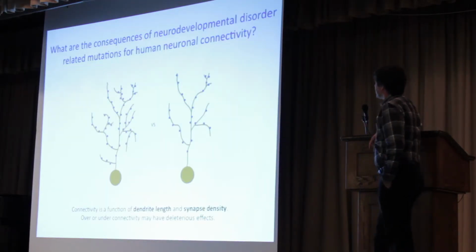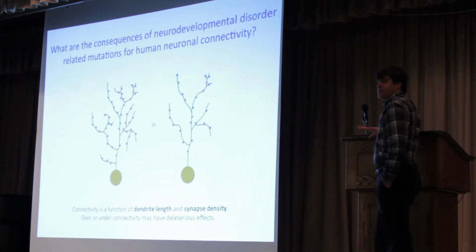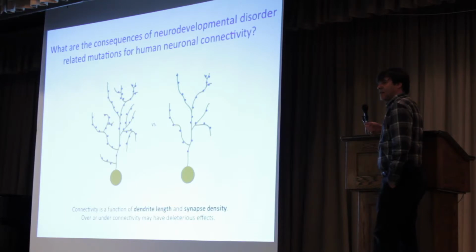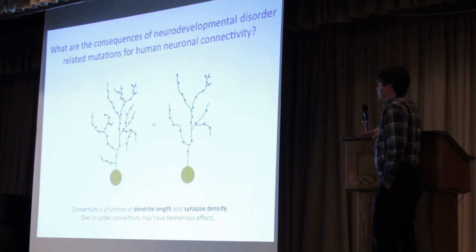Now, what are the consequences of neurodevelopmental disorder-related mutations for human neuronal connectivity? We had a brief mention of some of the genes, and in fact, some of the genes that were mentioned in the earlier presentation are ones that we're studying here. Really, connectivity between neurons is a function of dendrite length and complexity and the synapse density.